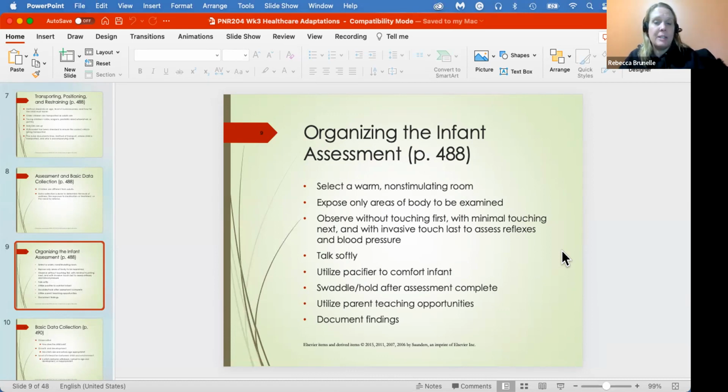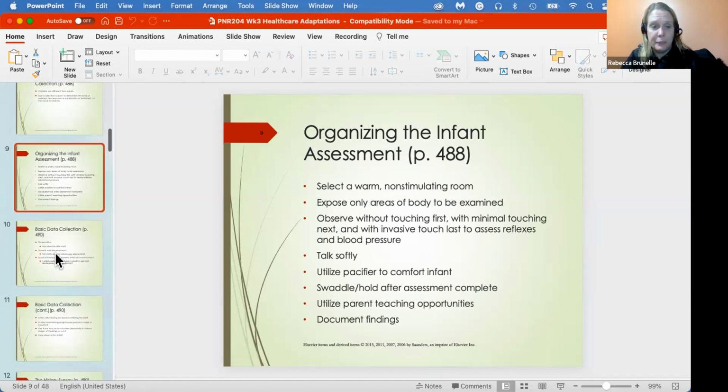Is a pacifier a good thing to have when you go in to look at them? Yes. Or you can hold them. Right, you want them as calm and relaxed throughout the exam as much as possible. You're probably going to have to unwrap them a little bit to really look at them and listen to their heart and lungs, but as soon as you can, you want to wrap them back up. You want to swaddle them. Yeah, I think you hit on all of those.